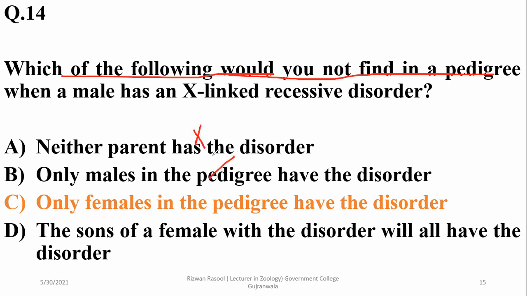Only males in the pedigree have the disorder. That could be a possibility, because recessive traits are more common in males. But only females in the pedigree have the disorder? Recessive traits do not affect only females in a pedigree. So Charlie is not the right option over here.